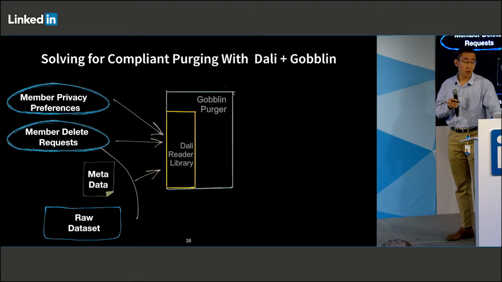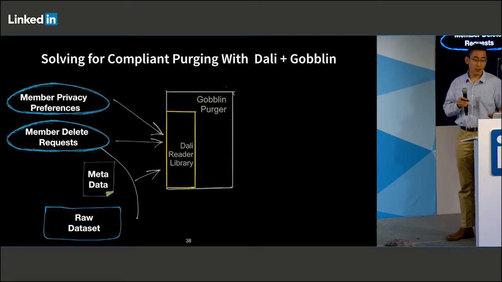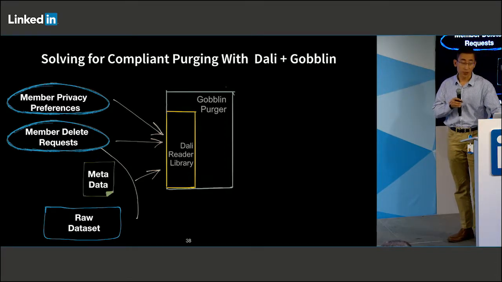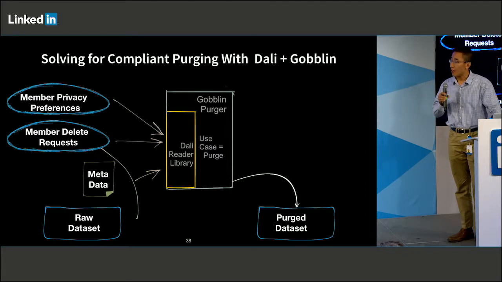We also keep track of which users have closed their accounts. And we also take this into consideration when doing our transformations. We filter out all records belonging to members that have closed their accounts. And in Goblin's case, it actually wants to purge the data. So what it gets out of the reader are only records belonging to active member accounts. Goblin then writes this data out to another location, which is the purged data. And the final step is to replace the original data with the purged data set.